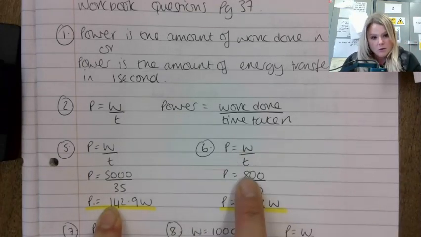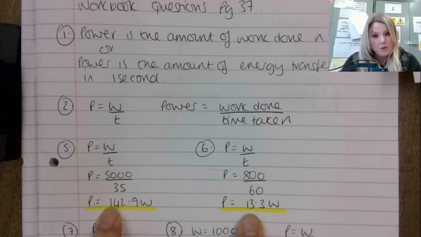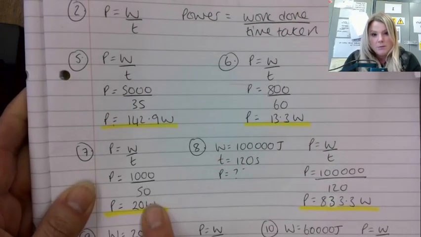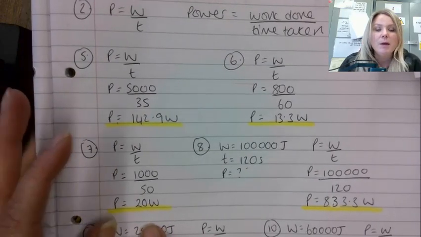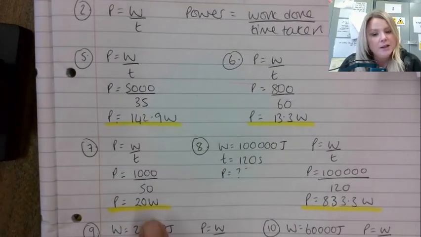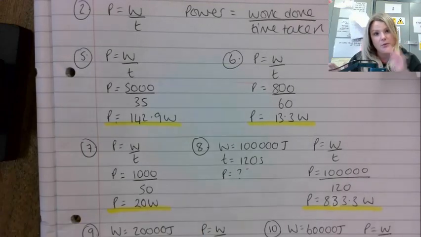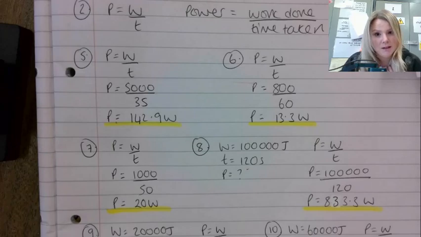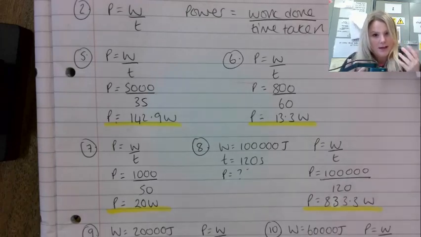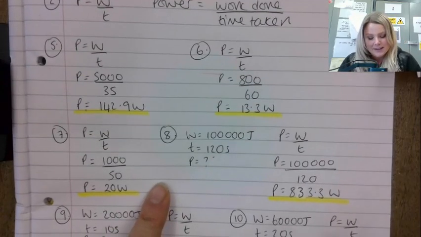6, full working out, and then I got 13.3 watts. 7, here's my working out, and I got 20 watts. Now I know I'm going through these quite quickly, but remember you can pause the video at any time. If your answer's different from mine, then pause and compare and contrast with yours and see who's gone wrong. Could be me. Let me know if I've made any mistakes. It's highly likely.